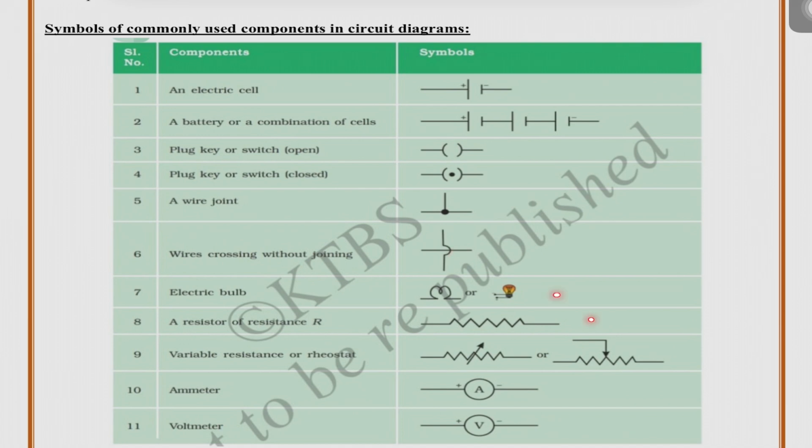Electric bulb, resistance, rheostat or the variable resistance, two symbols are there, chances of asking MCQs. Then coming to the ammeter and voltmeter. This is used to measure the current and this is used to measure the potential difference.